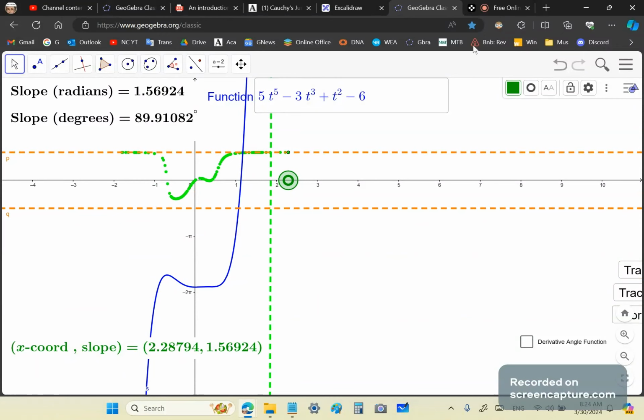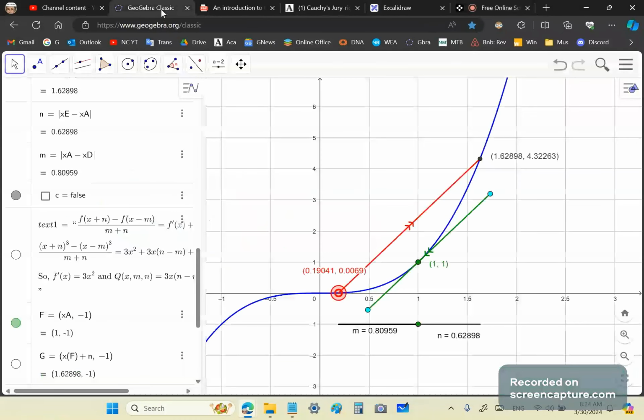Okay, so let's just close that. We're not interested in that. Coming back to this here, and that is all about the auxiliary equation.